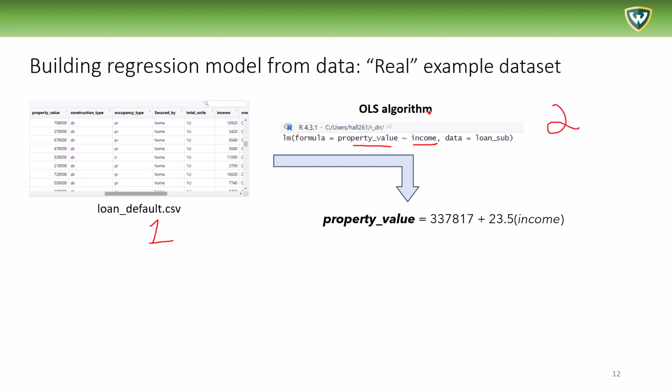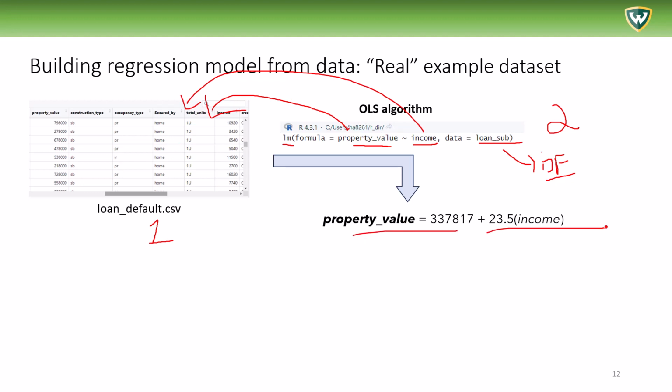So first we begin with the data. We load it into the OLS algorithm, and the function in R is lm. And then there's a particular syntax. So this is the syntax here. Property value is an attribute of the data set. Income is an attribute of the data set. Loan underscore sub is the name of the data set, which we also call a data frame, DF. And that's it. And then the OLS builds the model from the data and creates this kind of open equation that we can use to predict different property values at different income levels.